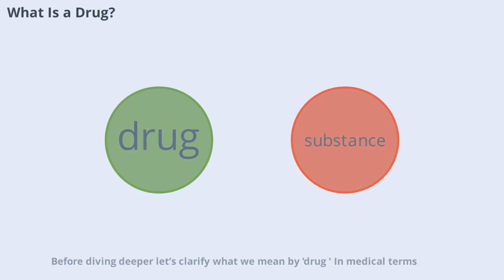Before diving deeper, let's clarify what we mean by drug. In medical terms, a drug is any substance that, when taken into the body, alters its function physically or psychologically. Drugs can be prescribed for treating illnesses, relieving pain, or even preventing diseases. They come in many forms, such as tablets, injections, or topical creams.